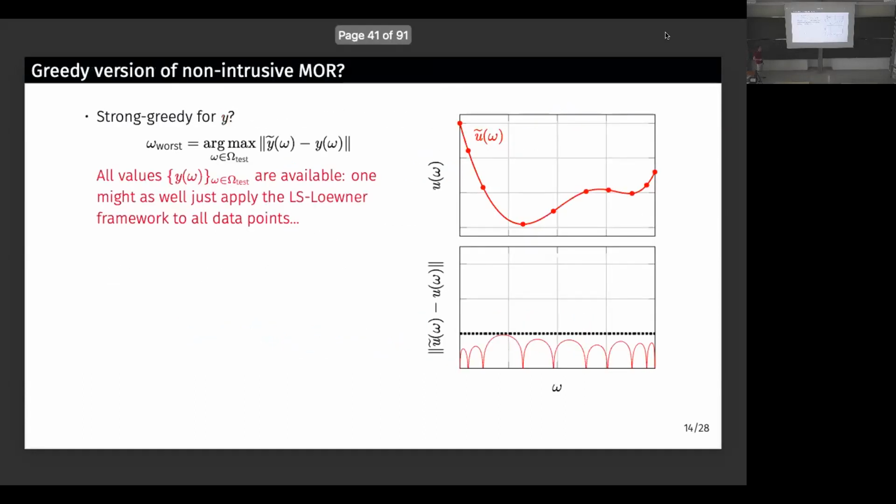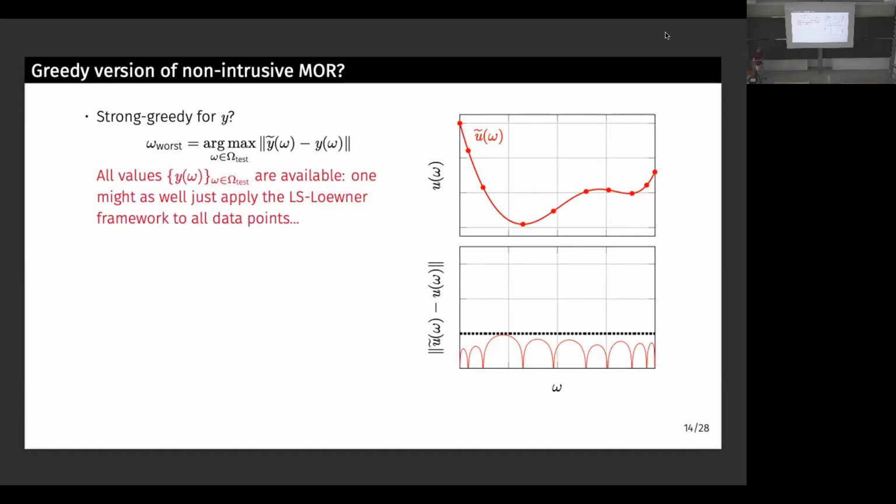Simple enough. Now, the real question is, okay, all of this works, all of this is non-intrusive, but can we make it reliable in the sense of being able to identify on the fly how many samples we need to take and where to take them? So can we develop an adaptive algorithm for Loewner approximation?